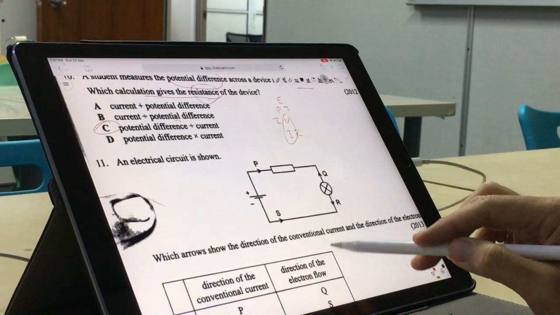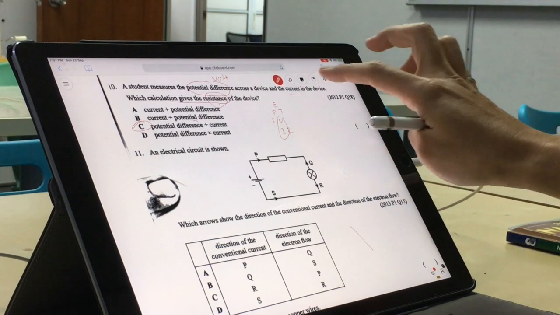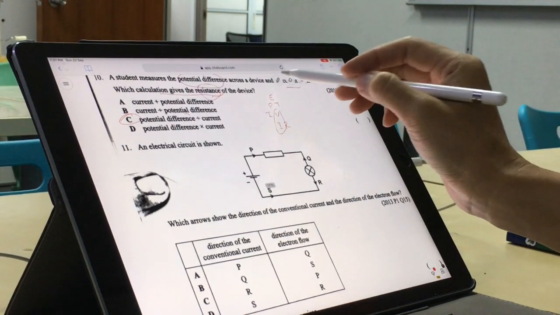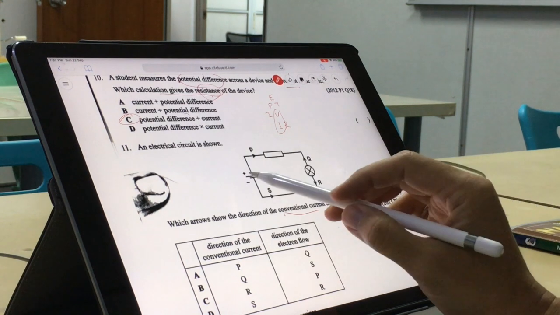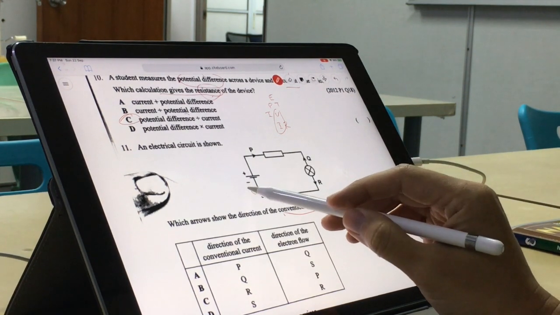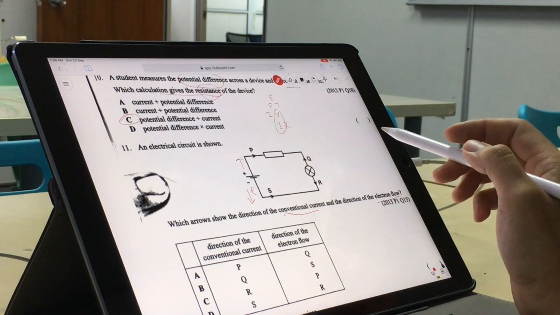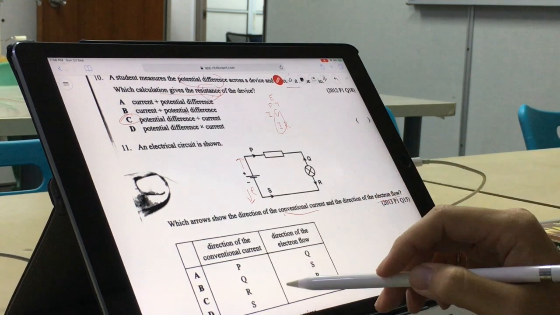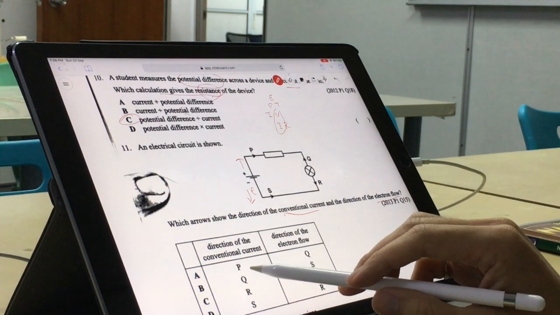Okay, next one. Which arrow shows the direction of conventional current and the direction of electron flow? Okay, this is a bit confusing. What's the difference between conventional current and electron flow? Electron flow comes out from the minus. Conventional current is plus, then electron flow is minus of the battery. So you just find out which one. Direction of conventional flow is P.